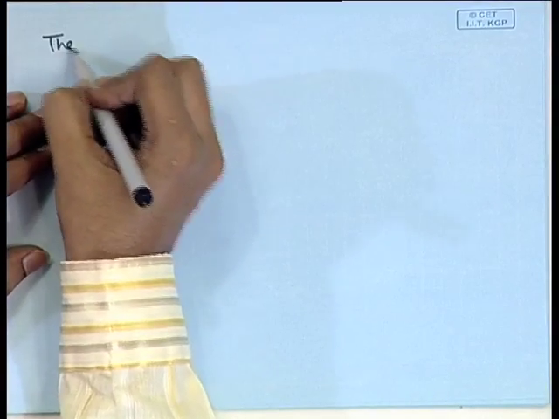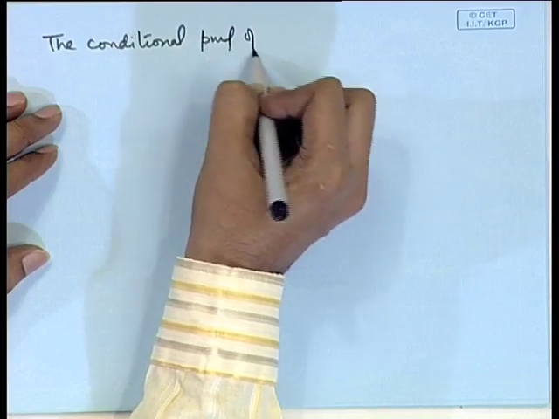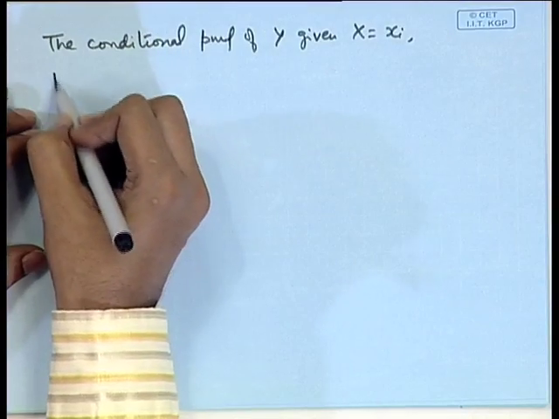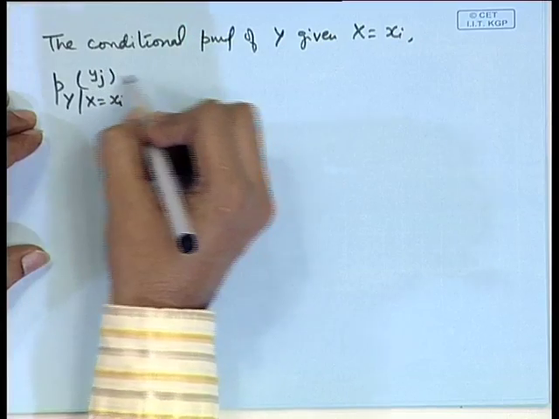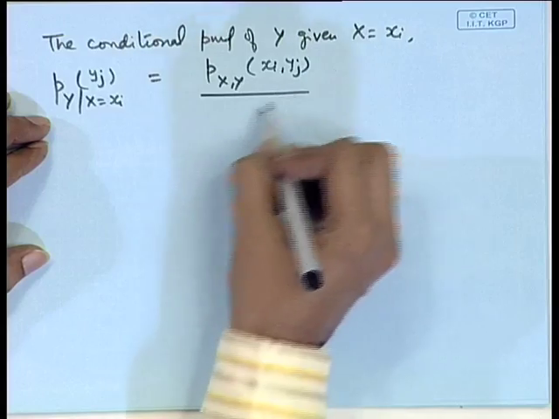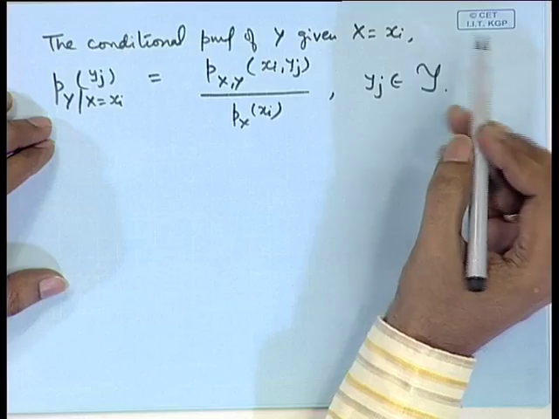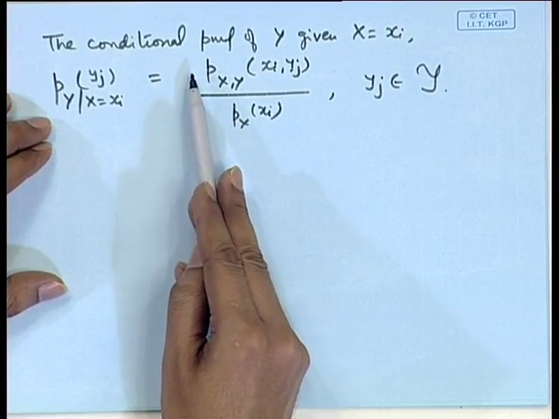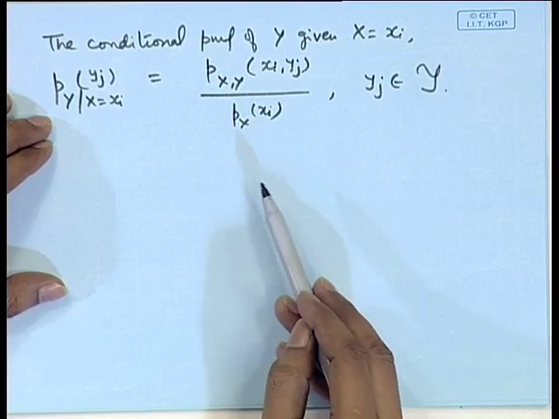Similarly, the conditional probability mass function of y given x is equal to x_i, that is p of y given x equal to x_i, at the value y_j, is defined to be the joint distribution divided by the marginal distribution of x_i, for values of y_j over y. Once again you can see that it is a valid probability distribution. If we sum over the values of y_j, the numerator will become p_x(x_i), which is the same as the denominator. So, it will give the value 1.